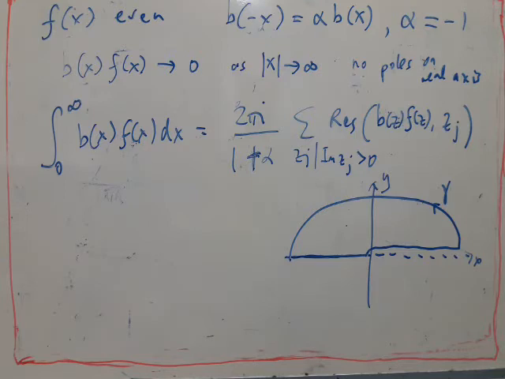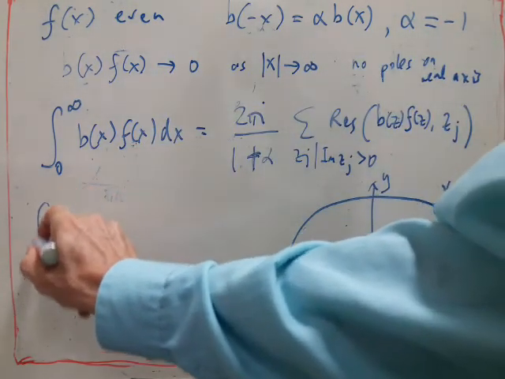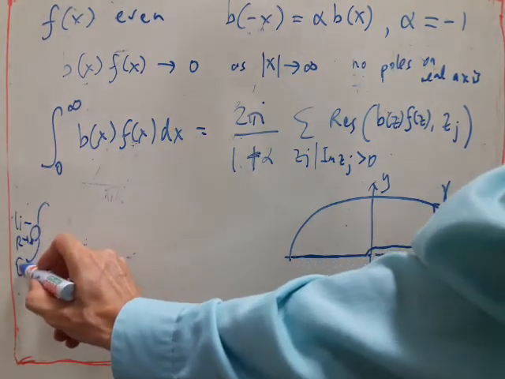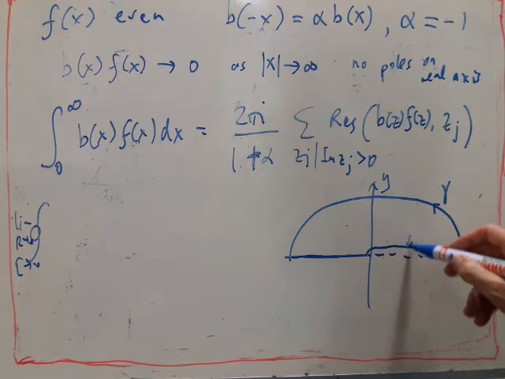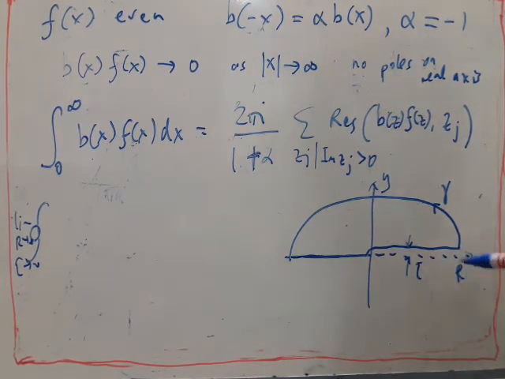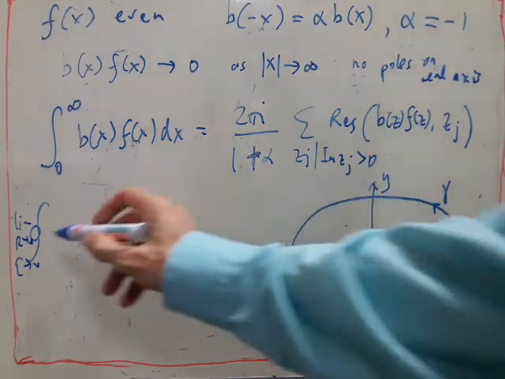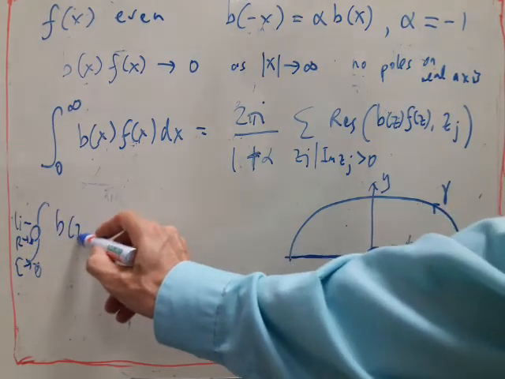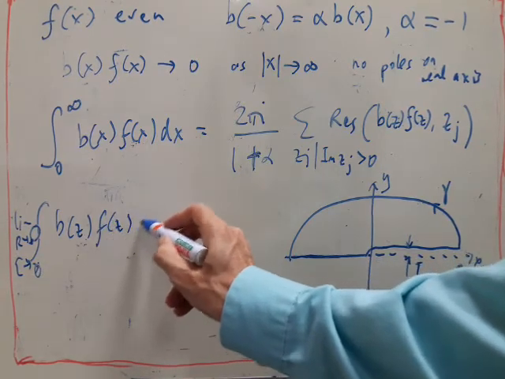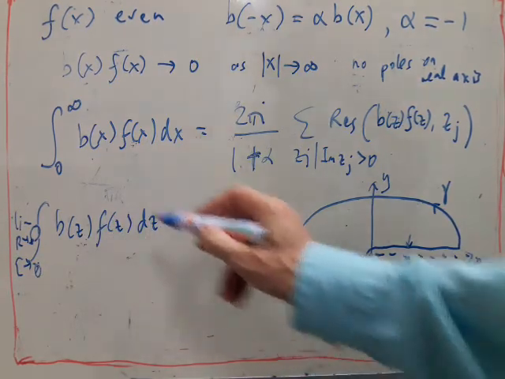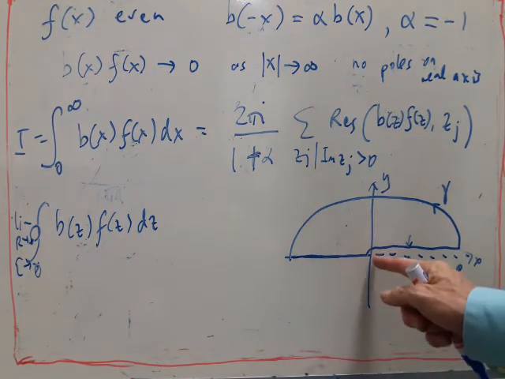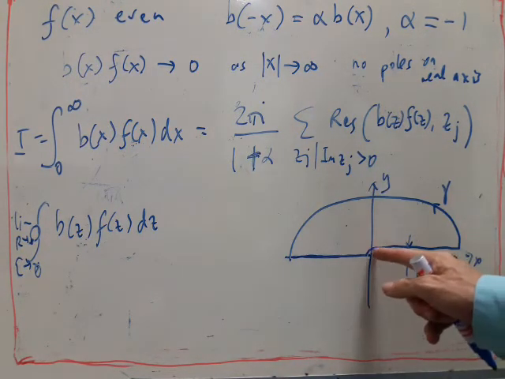So we can use this semicircular contour and consider the limit as r goes to infinity, epsilon goes to 0. As usual, this distance here is epsilon, and this semicircle is radius r. So we take the limit as r goes to infinity, epsilon goes to 0 of b(z) f(z). We're just doing this general case. The integral we want to evaluate is I, and as epsilon goes to 0 and r goes to infinity, that's the integral we want here.